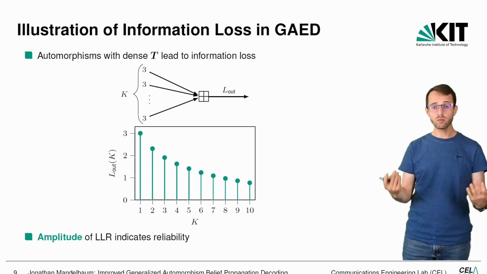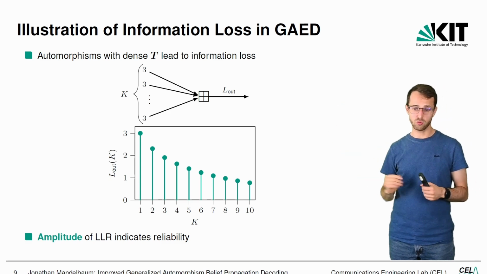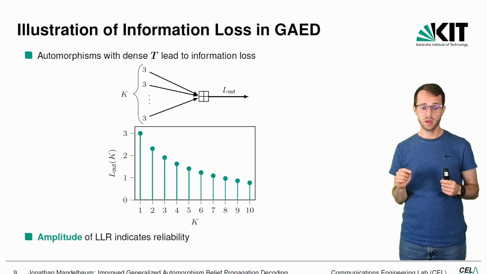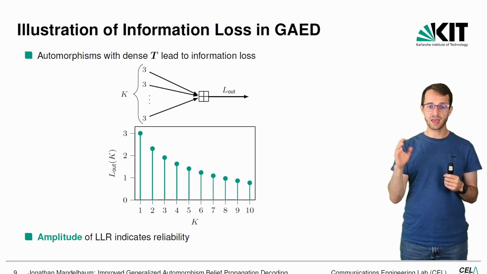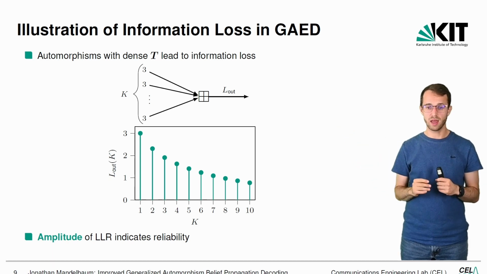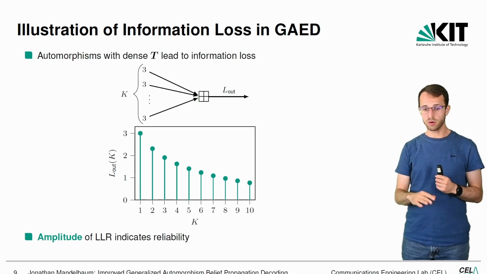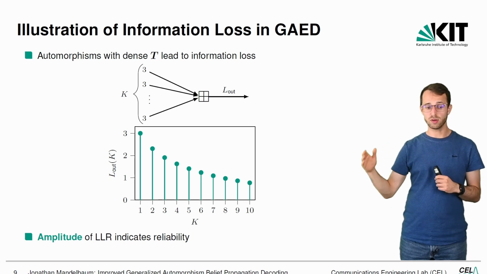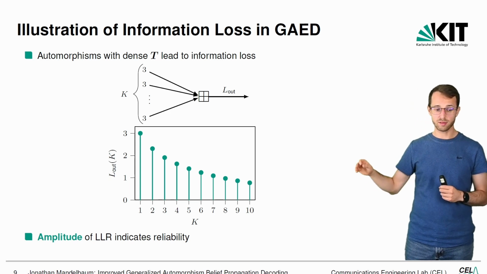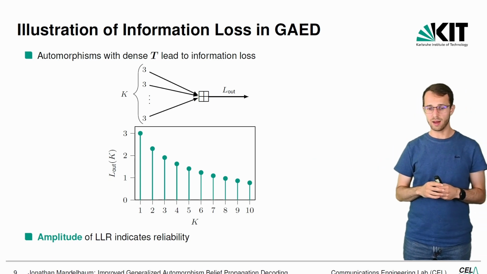However, it is known that the preprocessing in GAED yields an information loss, which I want to illustrate with the following setup. Here we have a box plus summation with an arbitrary number k of inputs, which are all fixed to 3. Therefore, the outgoing LLR is now a function of k, which we plot here. On the x-axis, we have the number k of inputs, and on the y-axis, we have the magnitude of the outgoing LLR message.